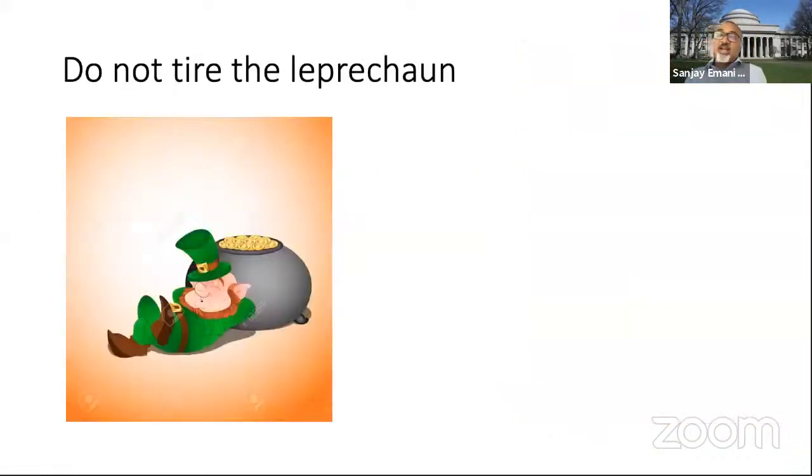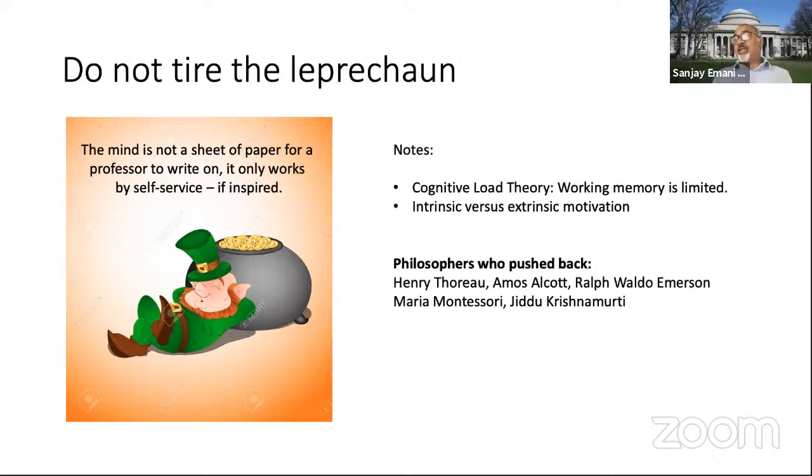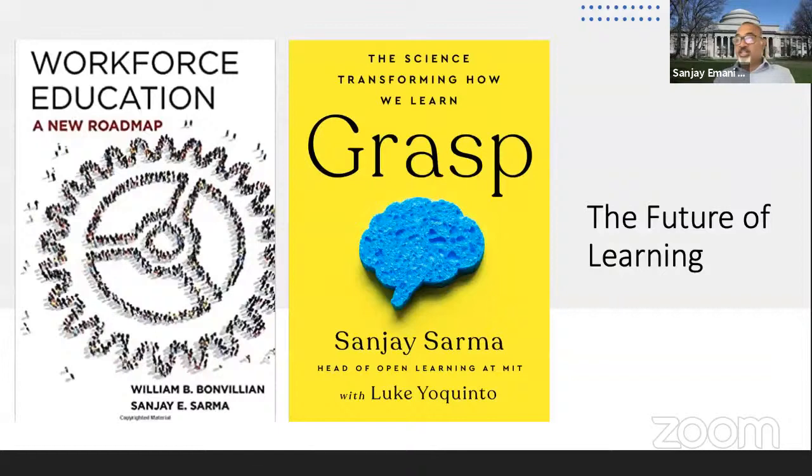Instead, we tire this poor guy out, the prefrontal cortex and the hippocampus, right? And the result of that is students tune out, like the gentleman I showed you in that picture from Bologna in 1308. And we have a lot of science behind it. Many have argued against this model, by the way, including Thoreau, Alcott, Krishnamurti, Emerson, Maria Montessori. They've actually argued against it without understanding the science. What I'm telling you is the science backs them up. It does not back up the dogmas that we follow in academia.